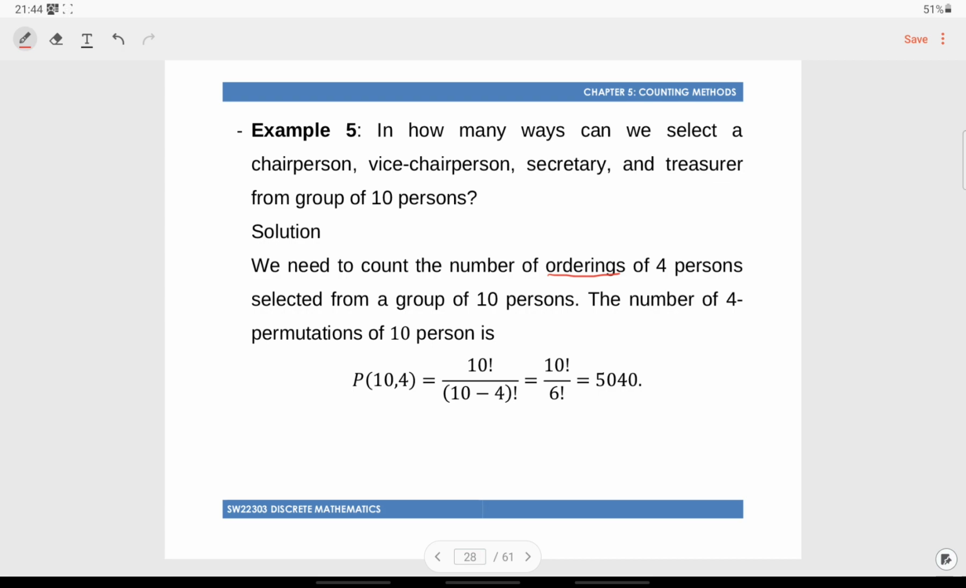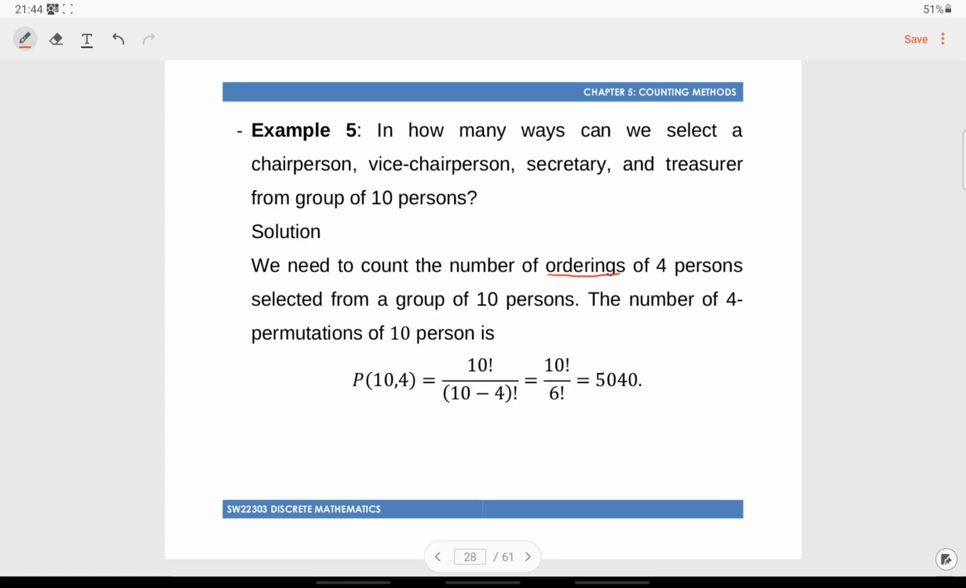So that means we have to arrange these 4 persons in one arrangement. The first one is the chairperson, followed by the vice chairperson, secretary, and treasurer. So we need to count the number of orderings of 4 persons, and these persons are selected from a group of 10 persons. Obviously, we have our permutation case, so we have to do the permutation of 4 out of 10.